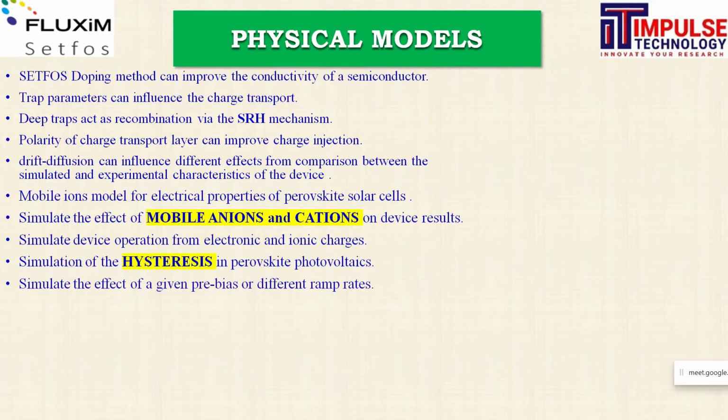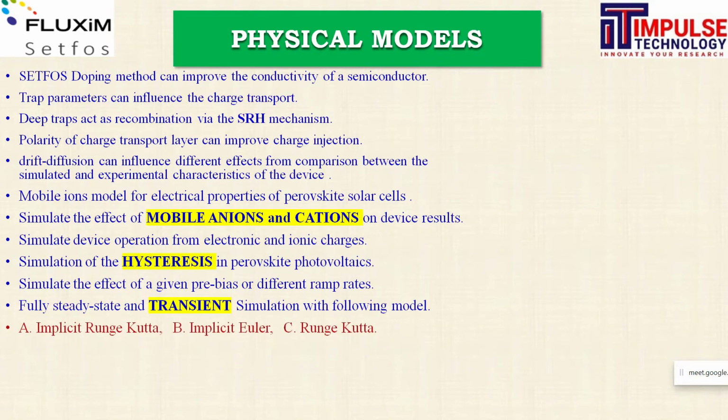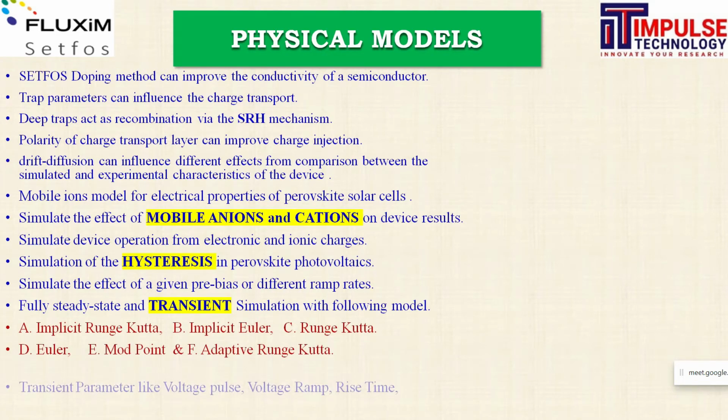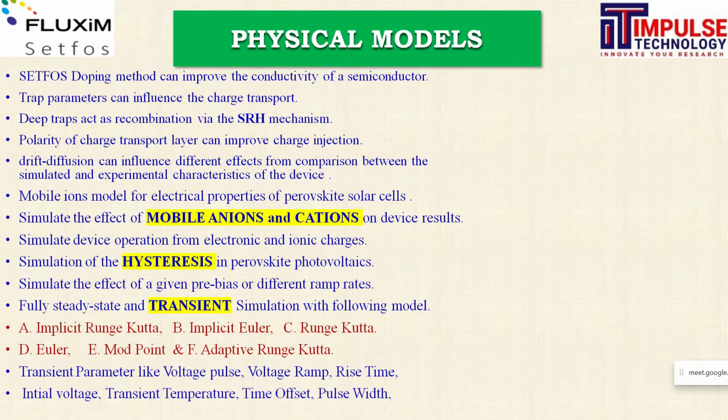Along with electronic and ion charges, hysteresis is also very important in perovskite devices. That's why this is also included in the software. Nyquist plot and different pre-biasing conditions, different ramp rate conditions, transient conditions, and transient temperature conditions. So we have fully steady-state and transient simulations. Transient simulation using Runge-Kutta, implicit Euler, midpoint, adaptive Runge-Kutta, or various transient parameters you can also define along with the lighting conditions.